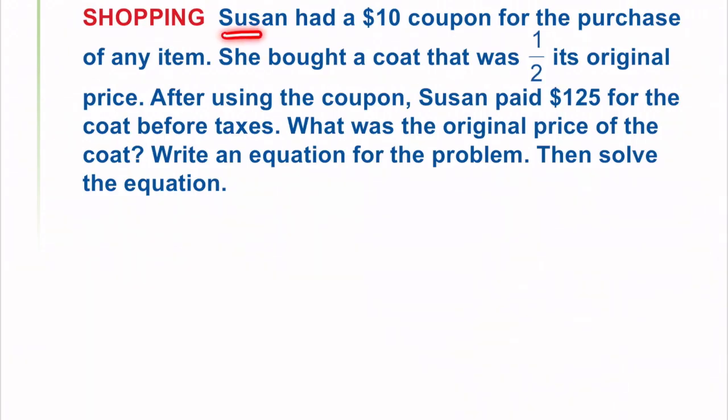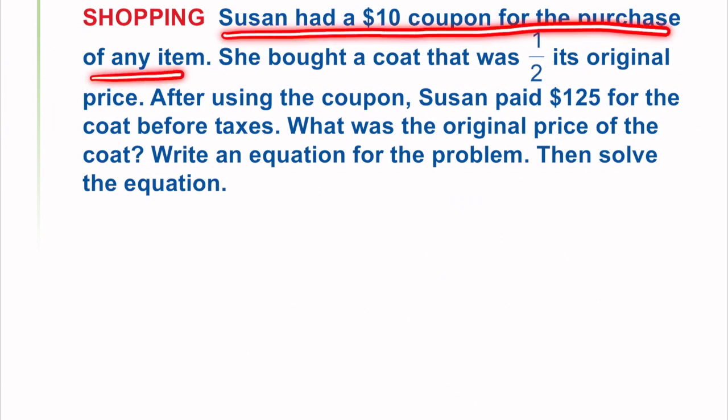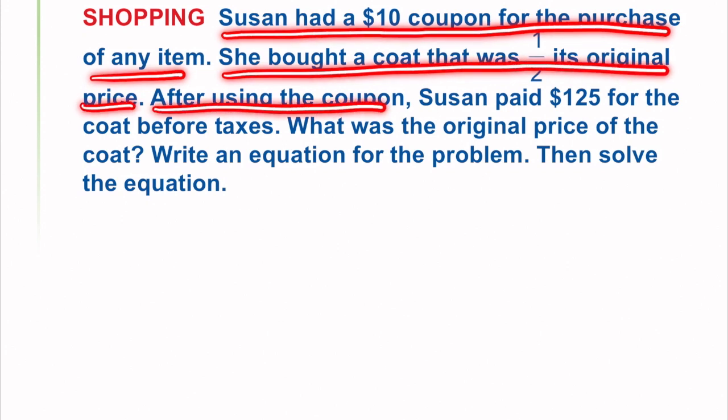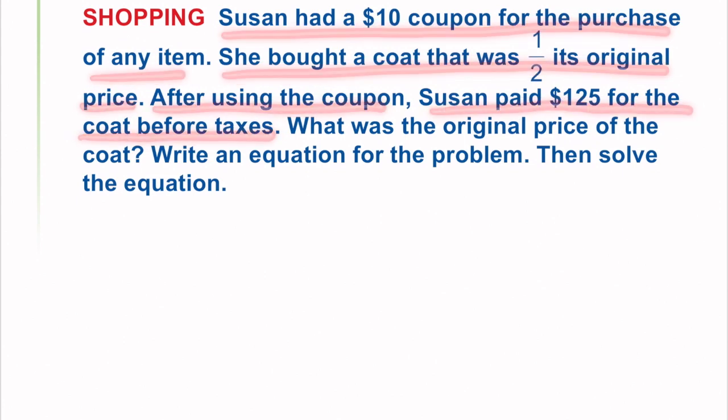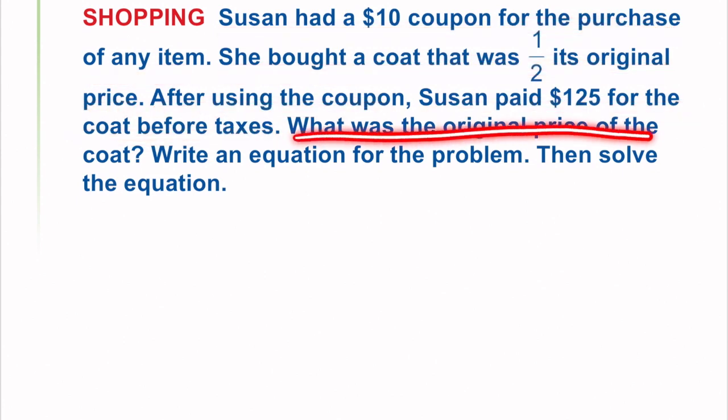It says Susan had a $10 coupon for the purchase of any item. She bought a coat that was 1/2 its original price. After using the coupon, Susan paid $125 for the coat before taxes. What was the original price of the coat? Write an equation for the problem, then solve the equation.